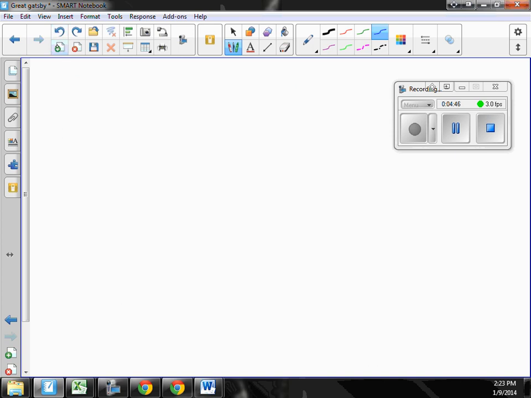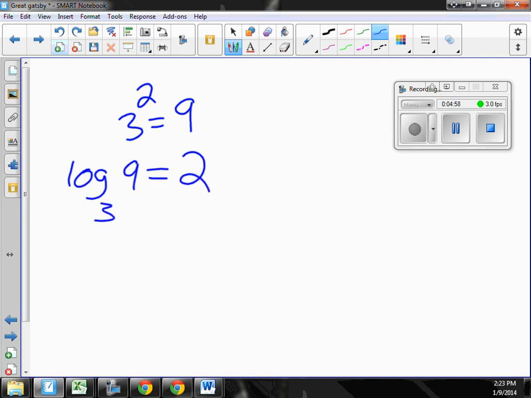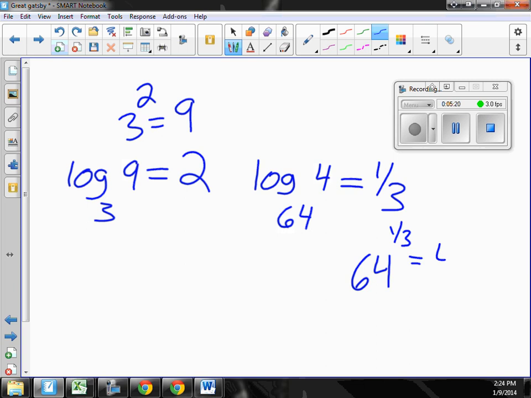So if I had 3 squared is 9, what is that in log form? Log base 3 of 9 equals 2. If I had log base 64 of 4 equals 1/3, how would I convert that into exponents? 64 to the 1/3 equals 4. Now, that's super easy, and some of you are already flying through the back page.